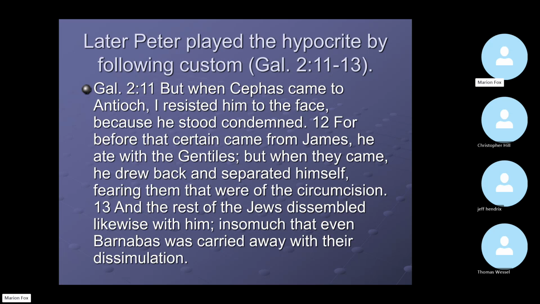So now he was afraid of these people. Even an apostle can be pressured to do something wrong. And being an apostle didn't remove temptation from him. And so the rest of the Jews dissembled likewise with him. Now, right here, the word dissemble is the word that's translated played the hypocrite. It's the verb form of the word played the hypocrite.